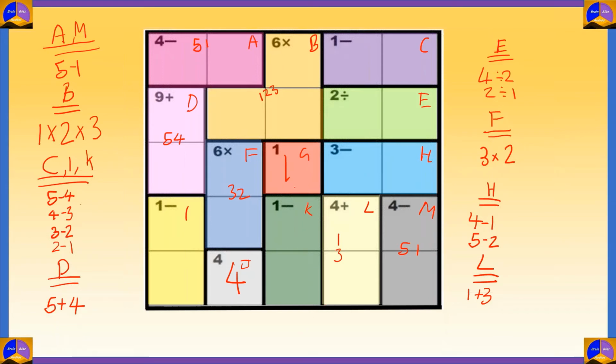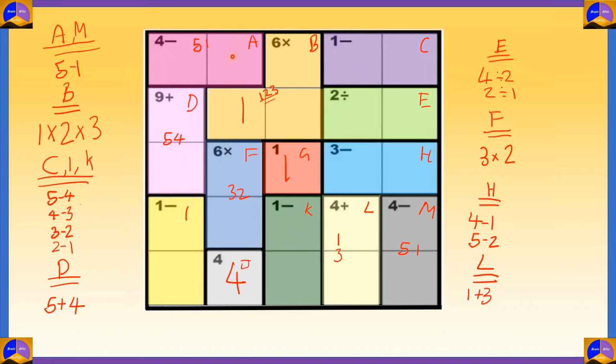Now, let's look at cage B. In cage B, the numbers are 1, 2, and 3. Now, 1 can't come in these both cells as then it will repeat a 1 in the same column. So, the 1 in cage B will come over here.